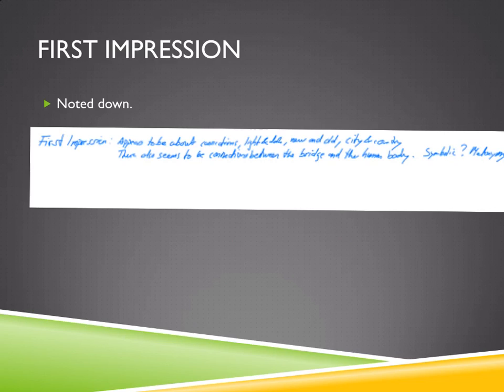So when I first read that passage, this is the observation that I made as my first impression down the bottom of the page. And I apologize for the resolution here. It didn't turn out well when I enlarged it. What I wrote down the bottom was, it appears to be about connections, light and dark, new and old, city and country. There also seems to be a connection between the bridge and the human body. Is it symbolic? Is it metonymy? That was my first impression. That's where I will come back when I start generating my actual topic sentences about this passage.